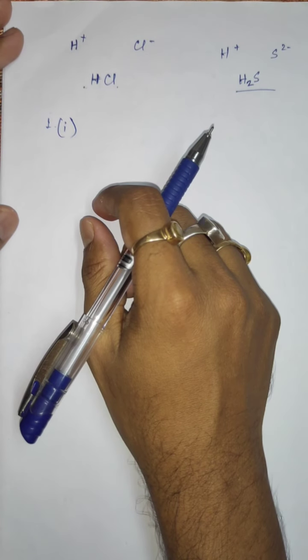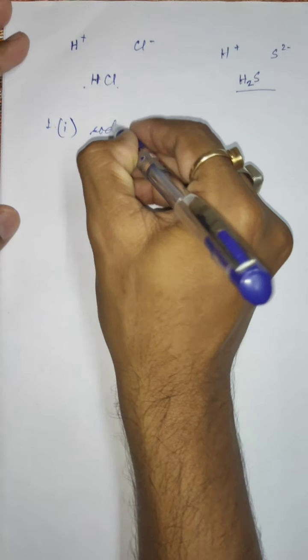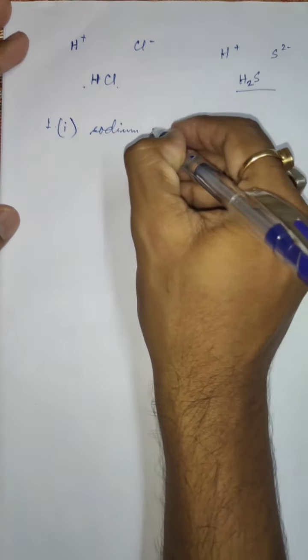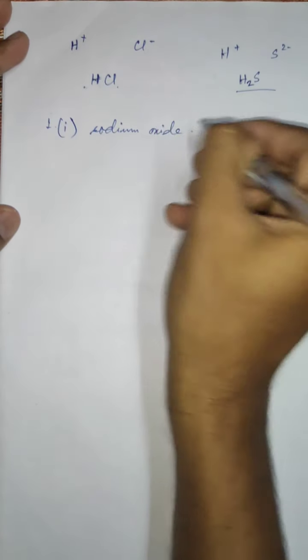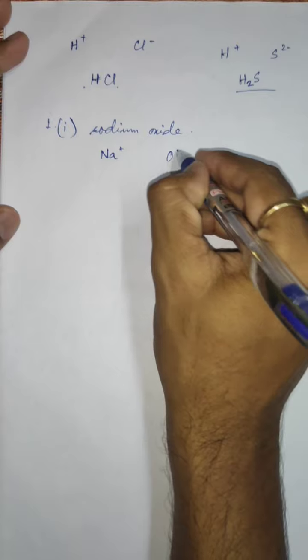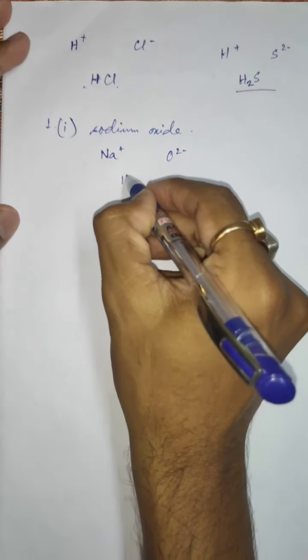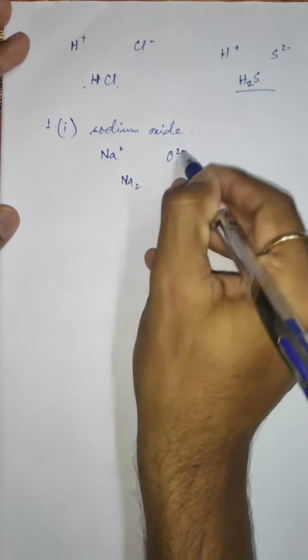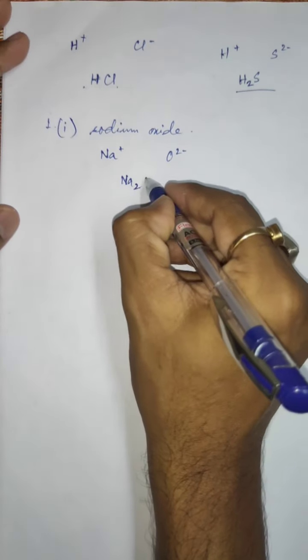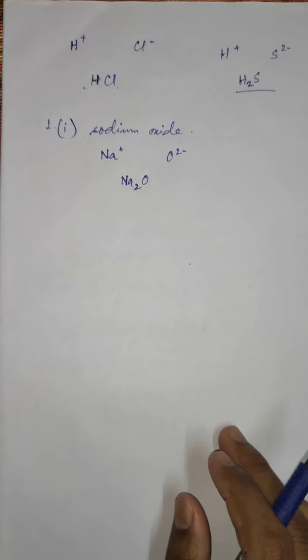I am writing the formula for sodium oxide. Sodium is Na positive, and oxide is oxygen, O2 negative. You can see the table. After crossing over, this 2 will come in the suffix of Na, and O1. So this is Na2O simply, sodium oxide. This way you can write.